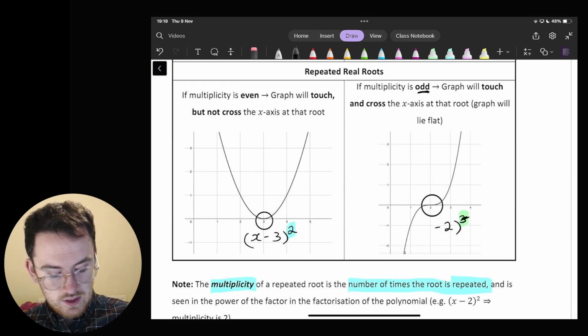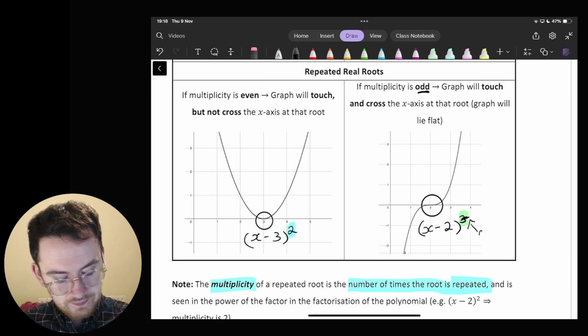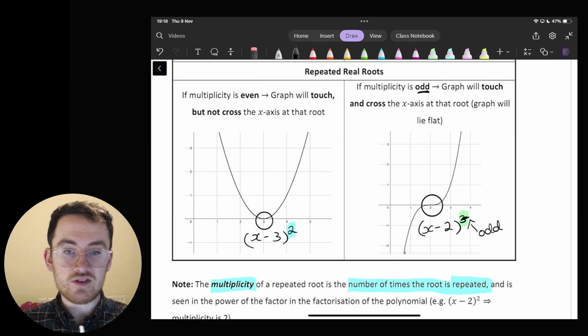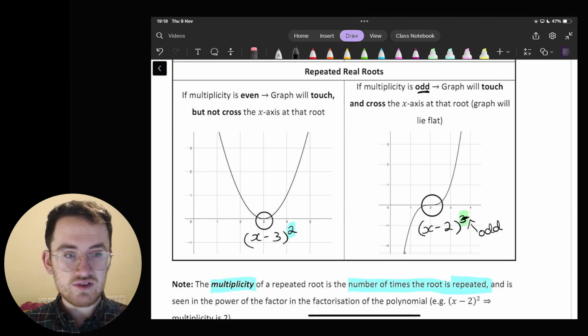So my multiplicity here is odd because it's 3. And that just means that my graph is going to lie flat at that point. Now we will have graphs, obviously, when we get into bigger powers where we could have a combination of these things. So we might have some graphs where they touch the x-axis at one point, so it's repeated maybe an even number of times. We could have it crossing the x-axis at another point.